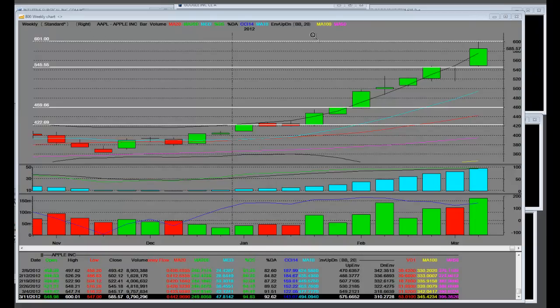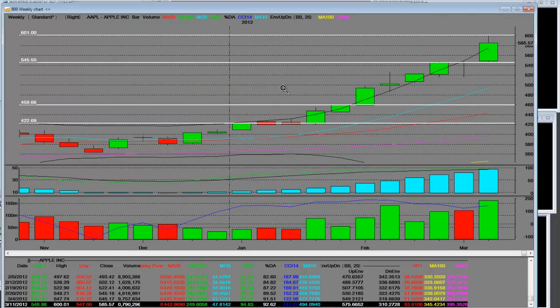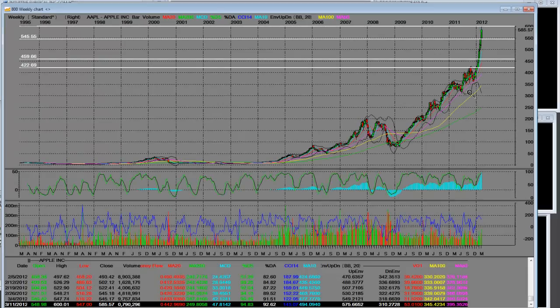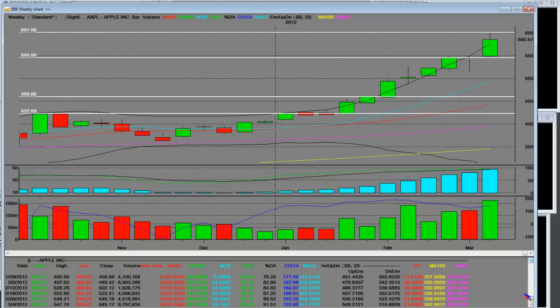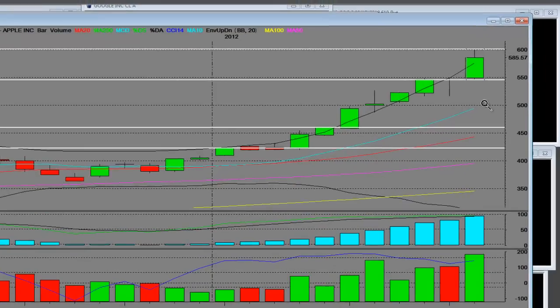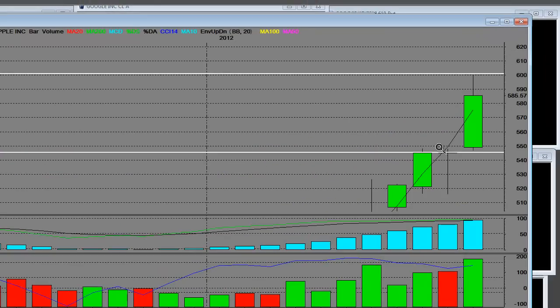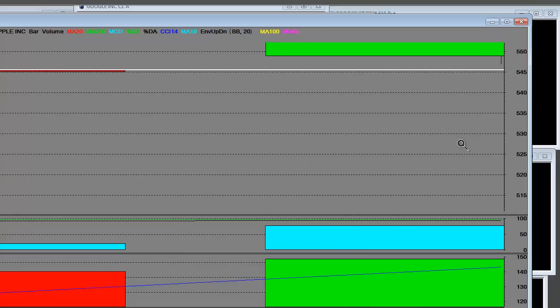Apple Computer, one of the greatest bull runs in history, has proven to be the superpower of the world. What a parabolic, great bull move. And as we said last week, it got to a point where it got so overbought. You can see here where it got overbought at that first pass right below 550, and it dropped all the way down here in this long wick.